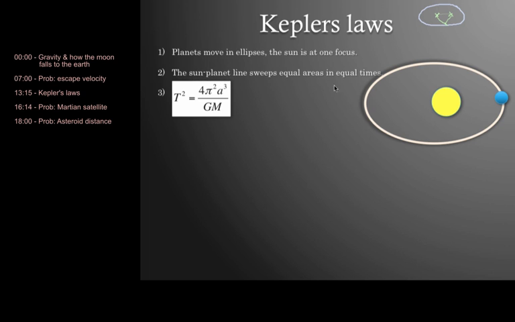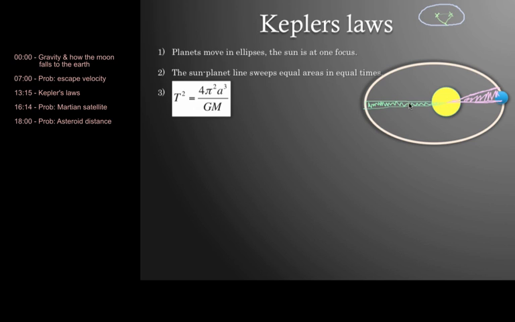The second law: the sun-planet line sweeps out equal areas in equal times. That's pretty confusing too. But if you look at how the Earth, let's say, if the Earth was at this place, and maybe a month later it's going to go over here, so it fills up this amount of area. But if it were farther away, like over here on this side, then about the same amount of time is going to fill up the same amount of area.